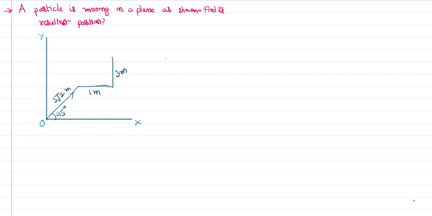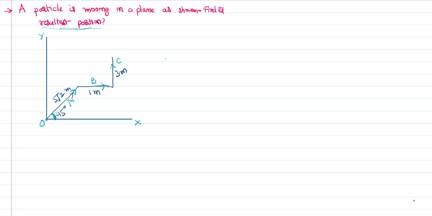It is given that there is a particle moving as shown in the diagram. It is first moving from the origin this way, making an angle of 45 degrees with the x-axis. Then it has moved horizontally, which I am calling B. Then it has moved vertically up, which I am calling C. We would like to calculate the final position of that vector. That's what our question is, right?